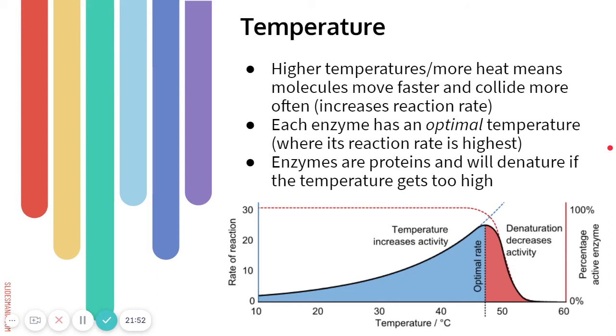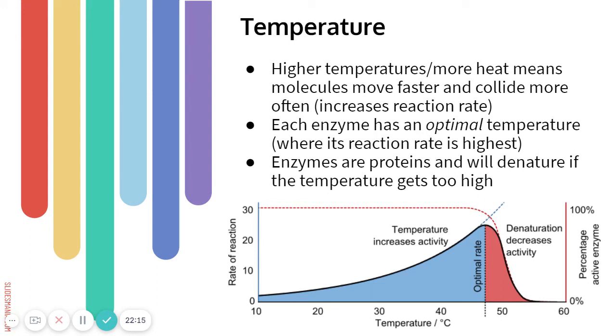And then second to last, we're going to talk about temperature and pH separately. So temperature: higher temperature, or adding heat to reactions, will generally increase the reaction rate. This is because adding heat to a system makes the molecules in that system move faster, and this is going to make them collide more often.